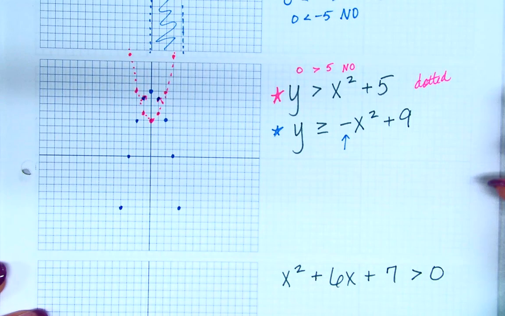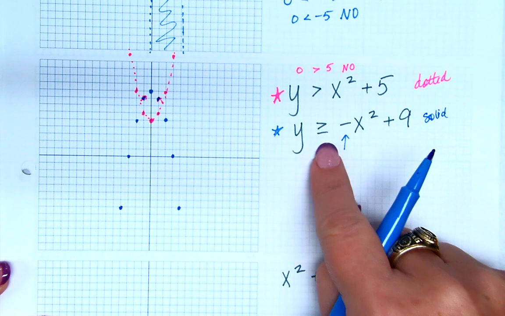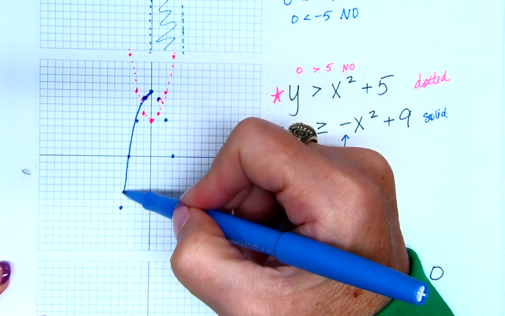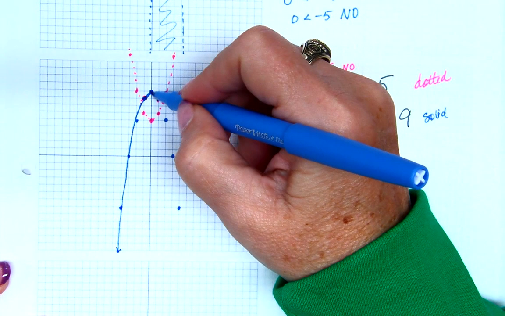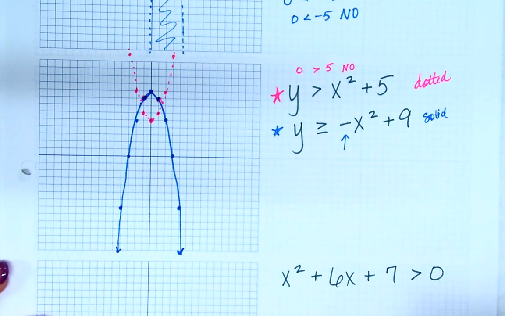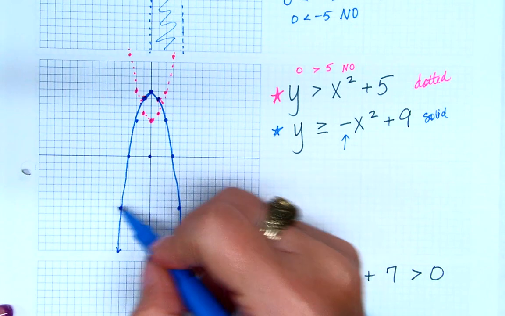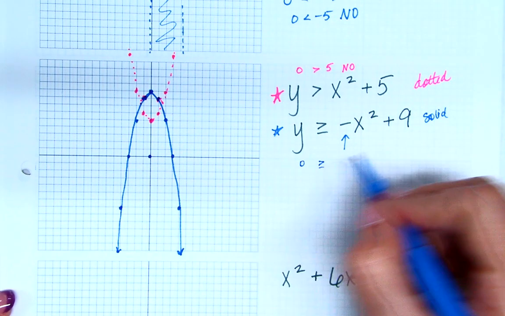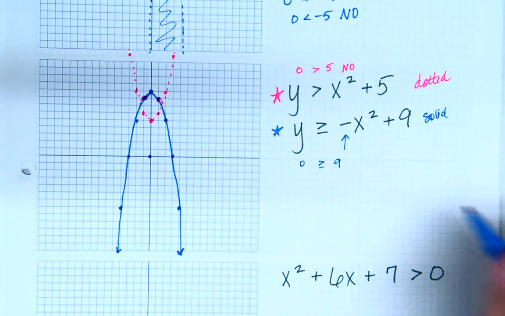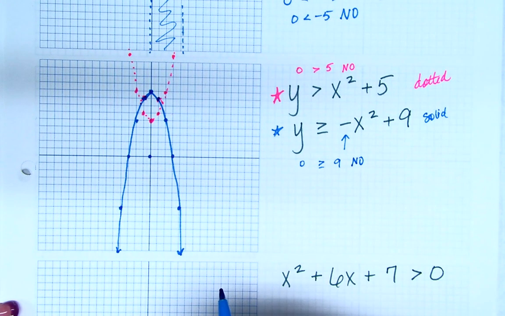Now, is this one solid or dotted? Definitely solid, because it's or equal to, right? Now, where's the origin this time? For the blue one, it's inside, right? So 0 is greater than or equal to negative 0 squared plus 9. So 0 is greater than or equal to 9. No. So where do I shade for the blue one? Outside.